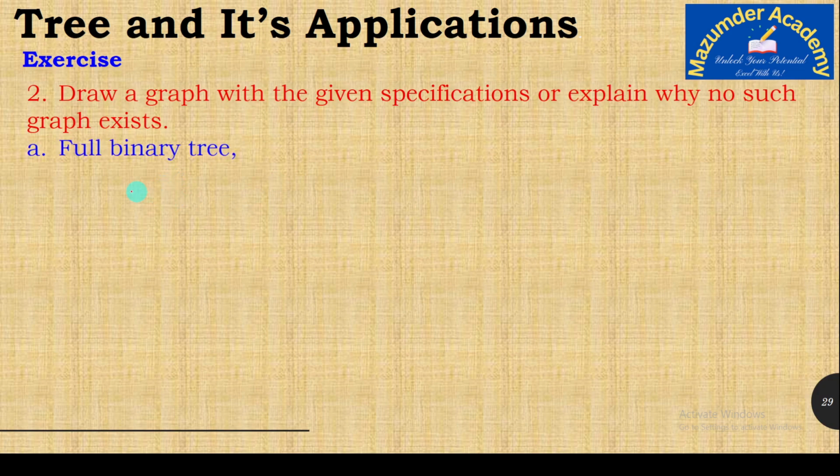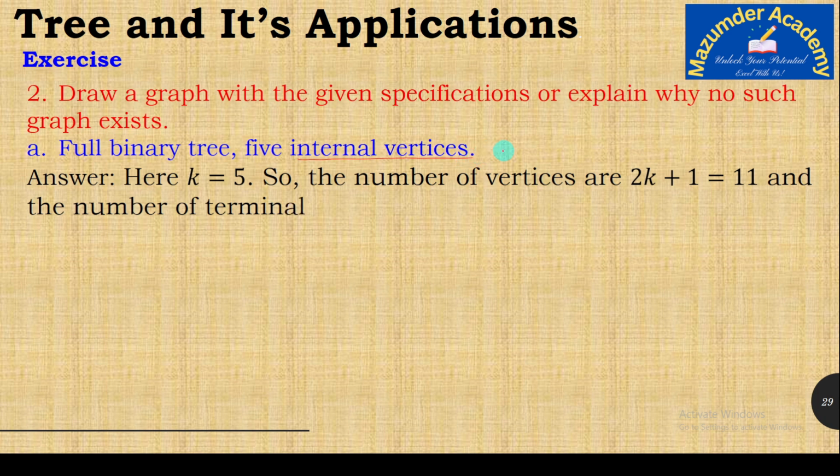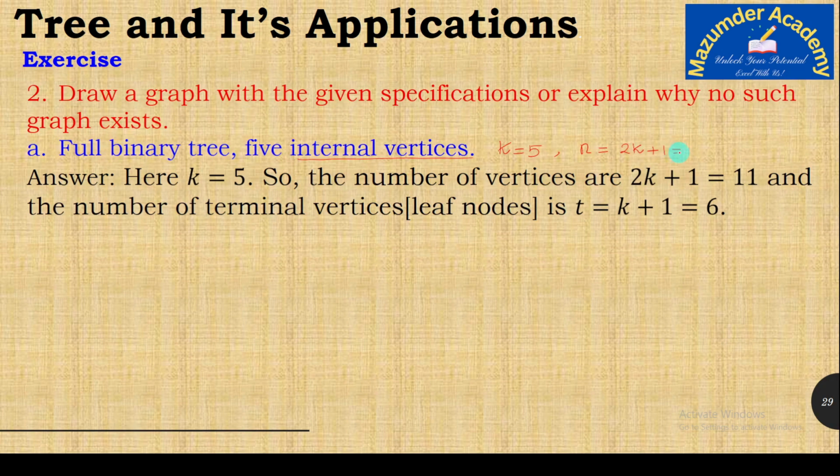Next question is, draw a graph with the given specification or explain why no such graph exists. The question here, full binary tree with 5 internal vertices. So answer here, k equal to 5. Internal vertices means k equal to 5. So if k equal to 5, then how many total number of vertices? N will be 2k plus 1. That means equal to 11. Total number of vertices 11. And number of terminal vertices will be k plus 1 as per the rule. That means 5 plus 1, that is 6.